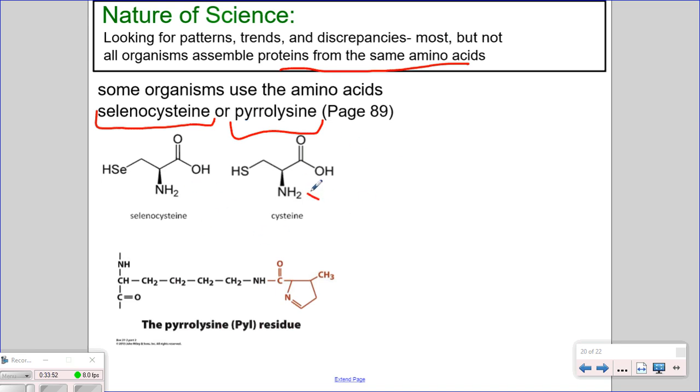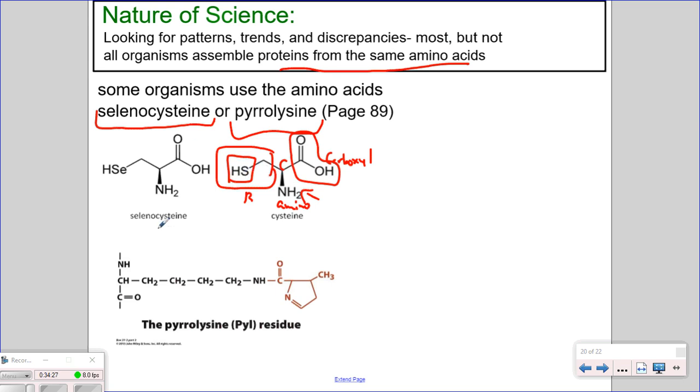So here is the common amino acid cysteine. Cysteine has sulfur as part of the R group. So here is the central carbon. Here is the amino group. This part here is the carboxyl group. And then this portion here on cysteine is the R group. At the end of this R group is a sulfur atom. This is what gives cysteine its ability to form disulfide bridges.